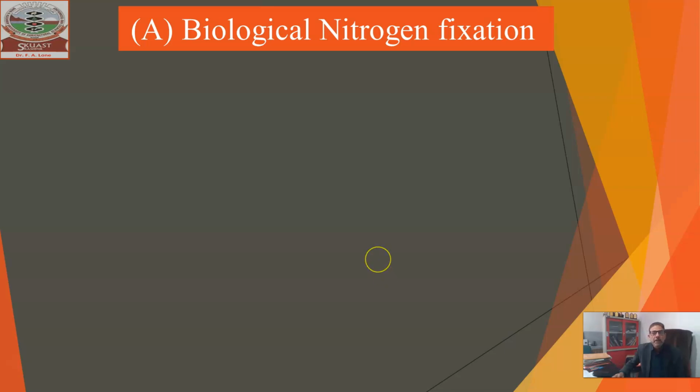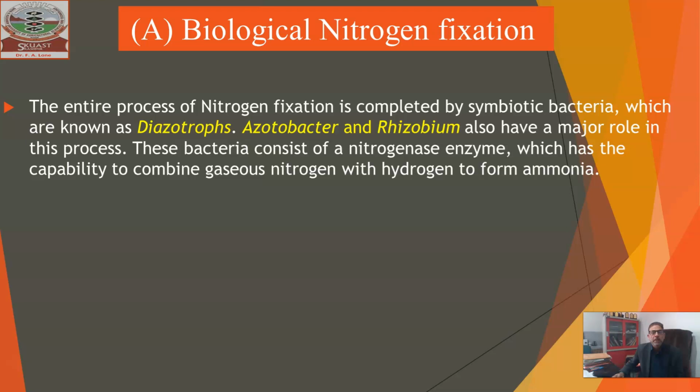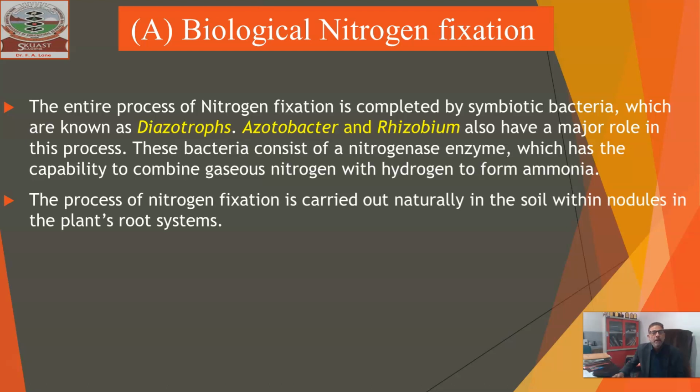So we will first discuss what basically is biological nitrogen fixation. The entire process of nitrogen fixation is completed by symbiotic bacteria, which are known as diazotrophs. Azotobacter and Rhizobium also have a major role in this process. These bacteria contain nitrogenase enzymes, which have the capability to combine gaseous nitrogen with hydrogen to form ammonia. The process is carried out naturally in the soil with the nodules in the plant's root system.